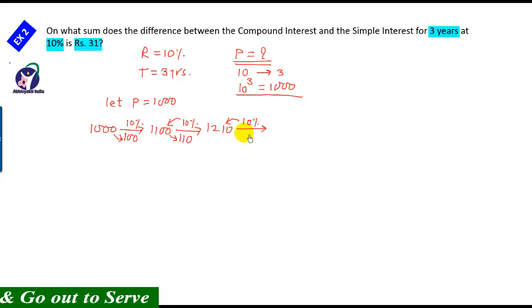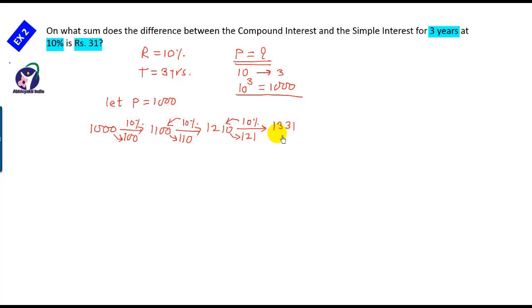For the third year, the 10% rate of interest will be given on the amount 1210, and so it will be 121. So the total amount will be 1331. So if the principal is rupees 1000, then the amount received at the end of 3 years will be 1331, and so the compound interest will be 331 rupees.